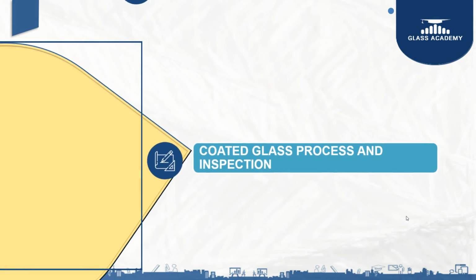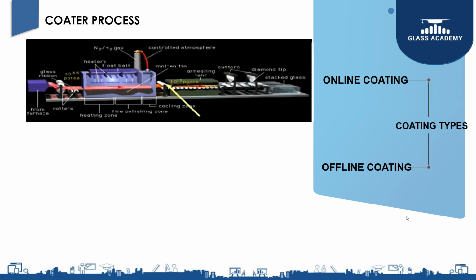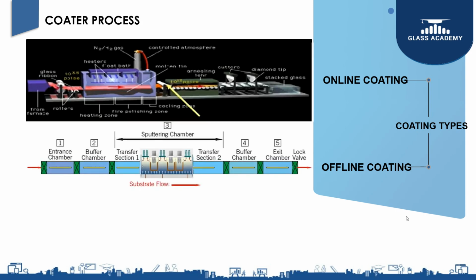And this is with the float glass. Now we'll move with the coated glasses. Coated glasses have two types of coating: one is online coating and the other is offline coating. Online coating is done in the float process itself, and those products we call soft products. The second one is the offline process, which is done through a magnetron sputtering process.